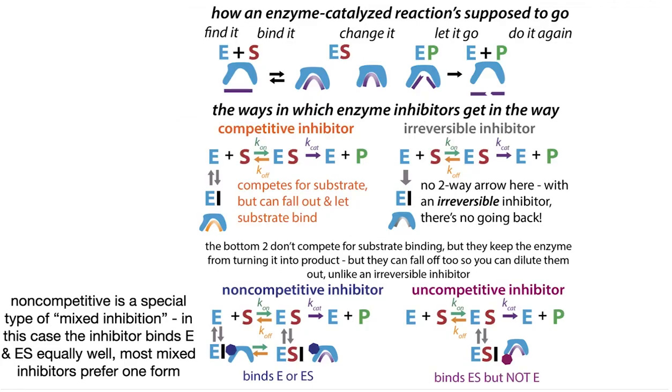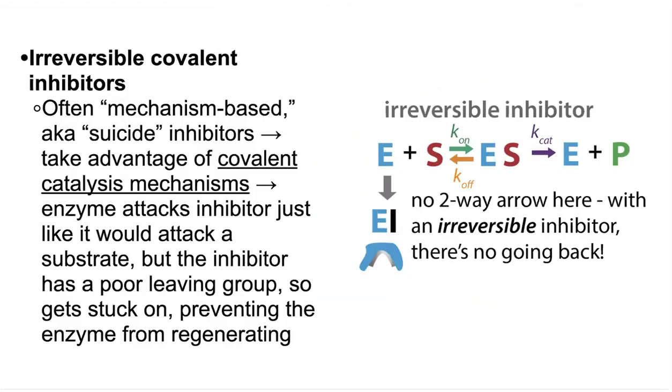So we have these four cases of types of inhibition we'll talk about: competitive, irreversible, non-competitive, and uncompetitive. And remember that mixed is just a type of non-competitive where you have unequal affinities for your enzyme and your enzyme-substrate complex. But irreversible are covalent inhibitors that are binding to the active site and basically keeping the enzyme from doing its thing.